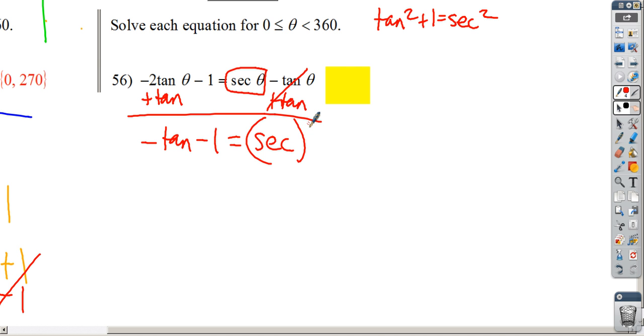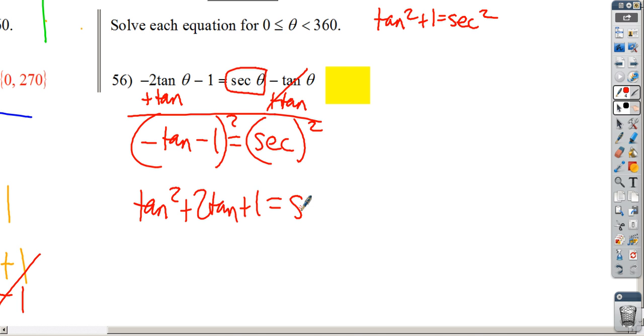How do we make the identity appear? We square both sides. And remember, when we square both sides, that means that an extraneous solution might result. So we're going to need to be aware of that. So when we FOIL this out, negative tan minus 1 squared is tan squared plus 2 tangent plus 1. And the other side will be sec squared. Okay, sec squared equals this thing. So let's substitute that in.